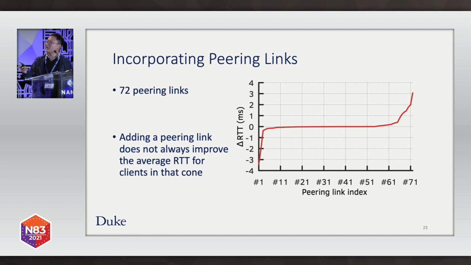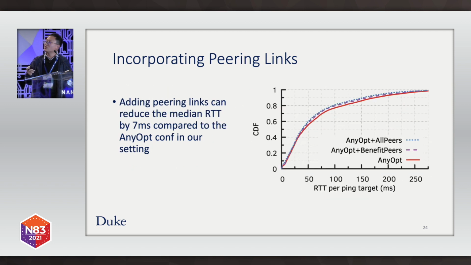Several configurations can even bring a worse influence on the average round-trip time. We also compare with several other peering configurations. The purple line here shows the AnyOpt configuration plus the beneficial peers, which means these peering links are guaranteed to improve the average round-trip time. We also include all peering links. From here, we can see that if we bring in all peering links, it can actually improve the performance by 7 milliseconds.